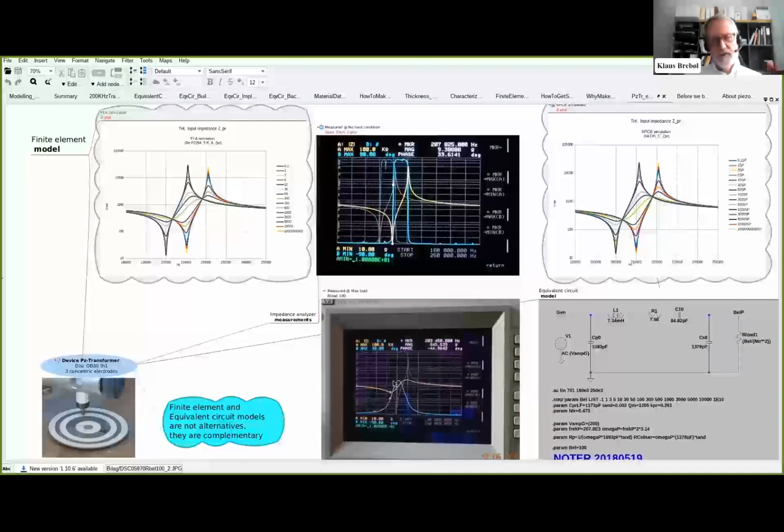And you can say, why not stop here? Because you have your finite element model and you have your check that it is actually fitting very nicely. But I prefer to continue.